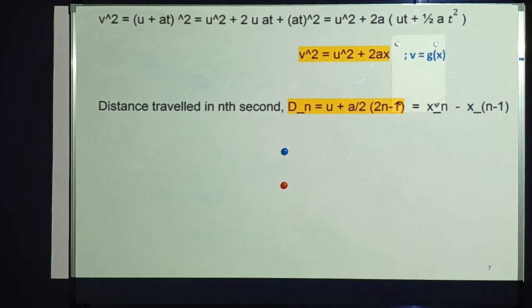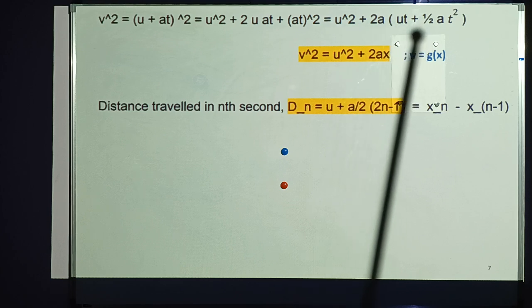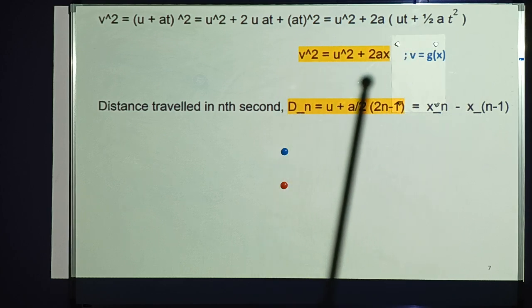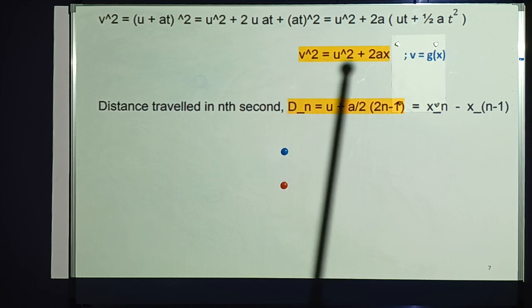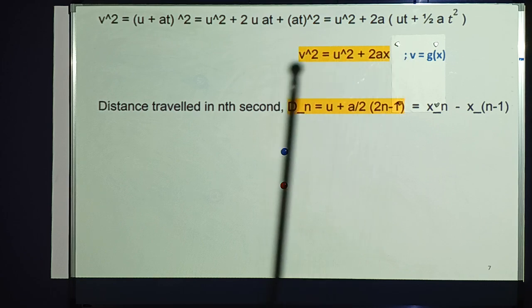v square is u plus at whole square, so v square minus u square is 2at times something. If you take 2a out, I'll get ut plus half at square, so that's displacement x. So v square equal to u square plus 2ax. So here velocity is a function of displacement. For a given acceleration and initial velocity, the velocity at any displacement is given by this relation, v square equal to u square plus 2ax.